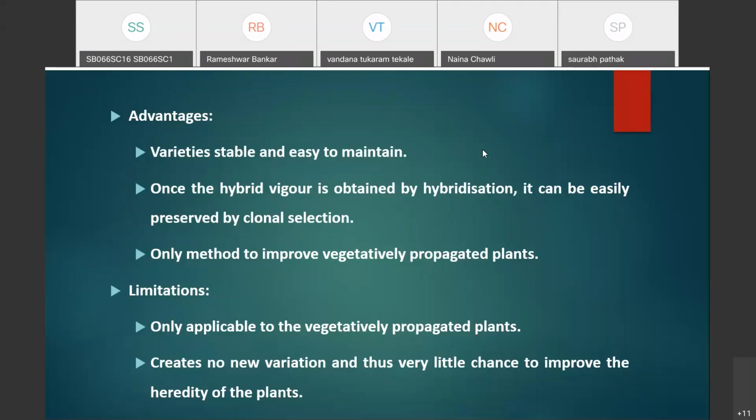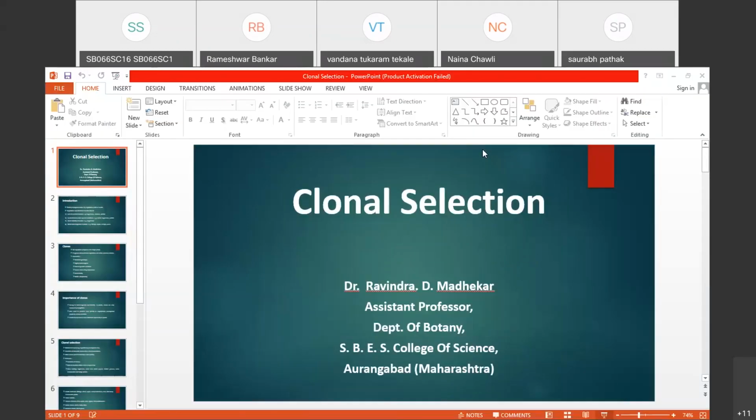Okay, because the process is limited to the isolation of the best genotypes from the population, or we can say the isolation of best genotypes which are already present in the population. Okay, and that's why there are very little chances to improve the heredity of the plant. Okay, that is all about the clonal selection.